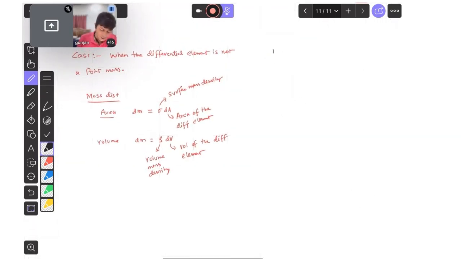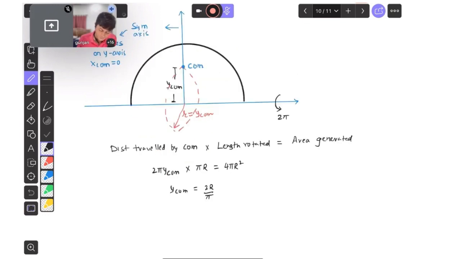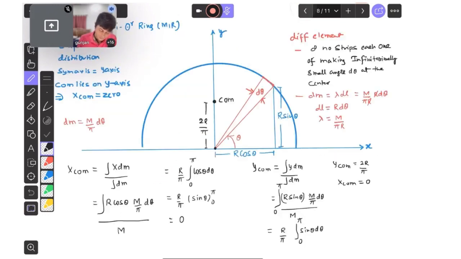So here RCM is going to be equal to integral R dm by integral dm. Formulas will be looking like that only, but what I'm going to use in there will be different things. X dm by dm. We'll write this thing again, maybe I'll copy it from here.